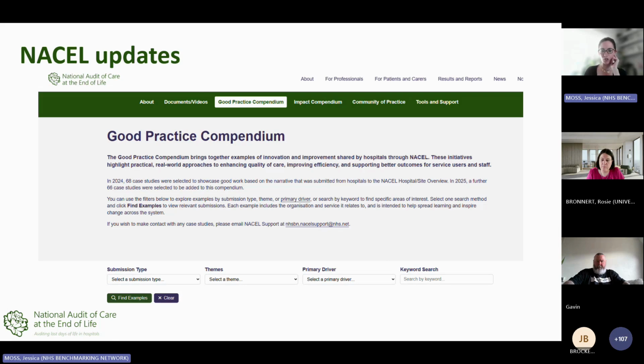So as Rosie mentioned, the Good Practice Compendium is available with 2024 examples as well as 2025 examples. And you can filter via the submission type, be it acute or community hospital. There are various different themes that you can look at, as well as the primary driver, which refers to the 10 key areas that we focus on in NACEL. Or if there is just something you want to search for, there is a free text bar. You can put in your search word and look to see examples.